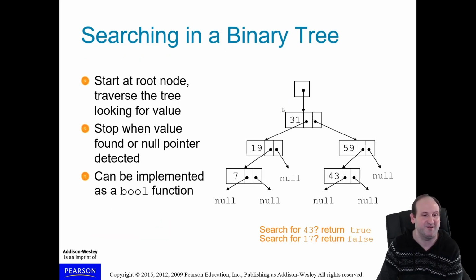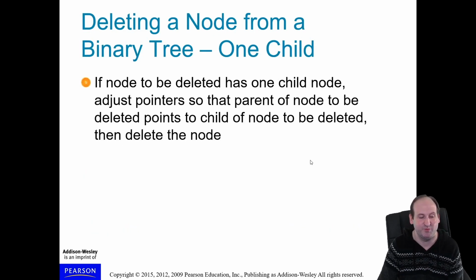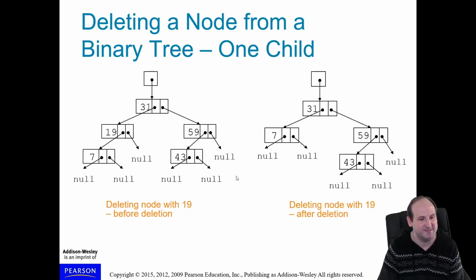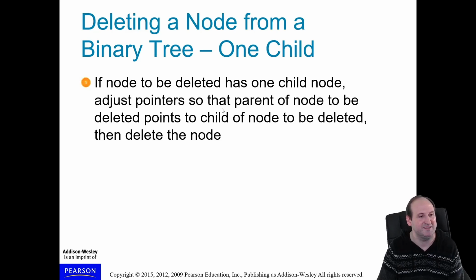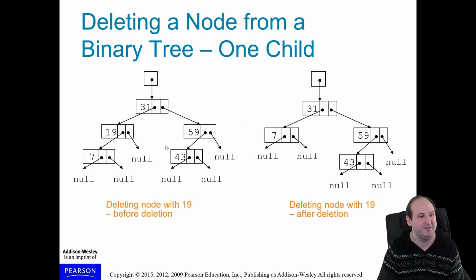The 0-child case was simple, right? And this gets a little trickier, and you can imagine that the 2-child method gets trickier still. So, in this case, I want to delete 19. What does it say? The pointer of the parent of the node to be deleted. In this case, I'm deleting the 19.